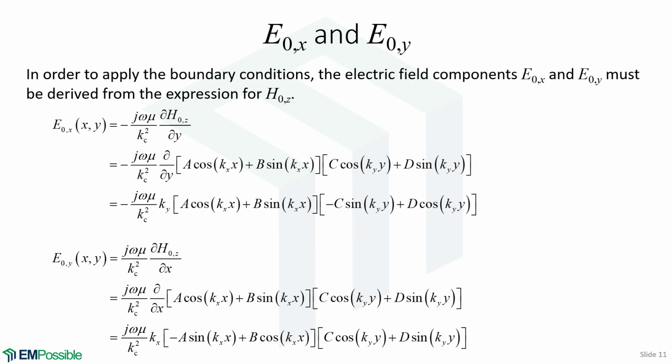So we can do that. We have these expressions to calculate all the other field components from h naught z, and so that's what's done here. And so we come up with a general expression for the solution E naught x and the general solution for E naught y. So it's these two equations then that we will apply our boundary conditions to figure out what is A, B, C, and D.